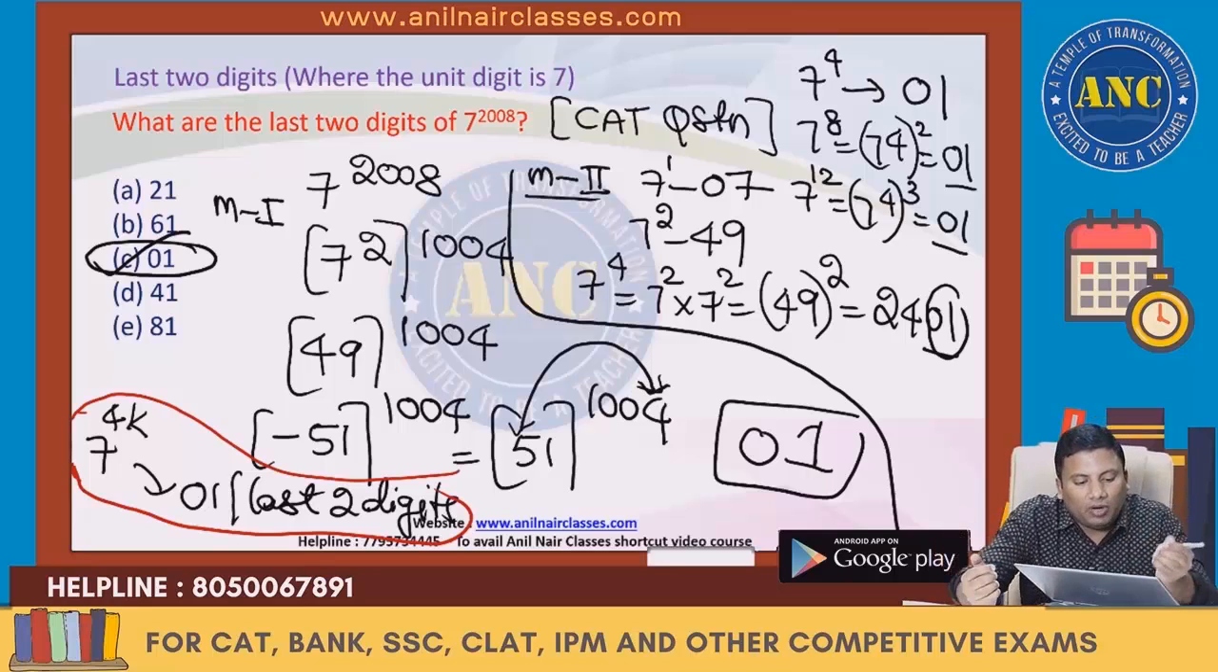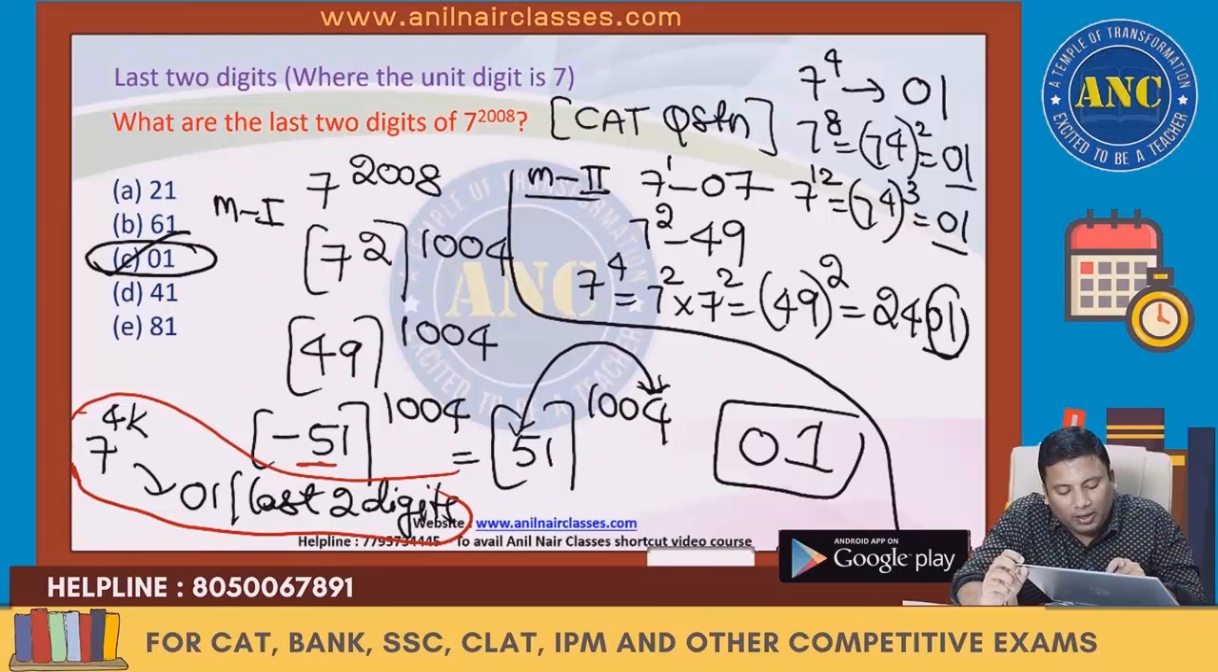7 power 2008, method 1 and method 2. 7 square power 1004. 7 square is 49. 49 divided by 100 gives minus 51. Minus power even is plus. 51 power 1004, 1 power any number is 1. 5 fours are 20. Tens place is 0.